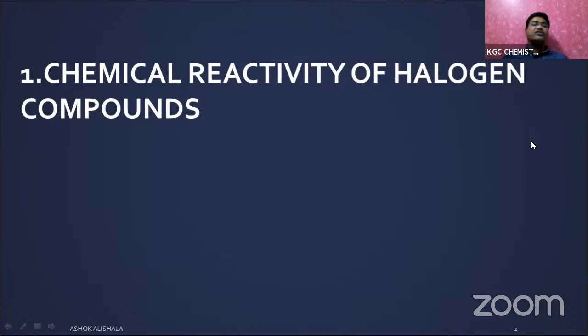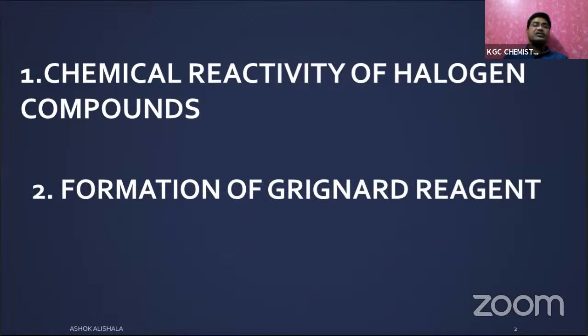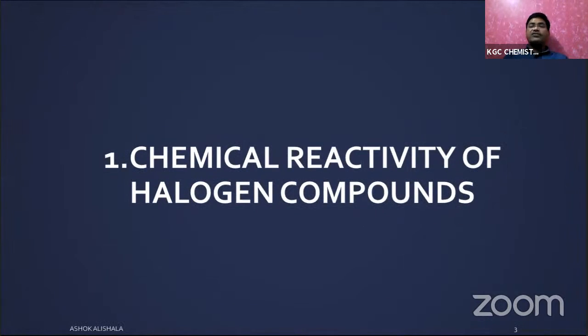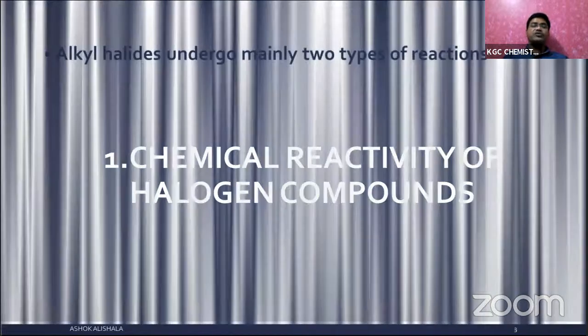you have learned it in the first year itself. That topic is there, and now we are going to discuss from here onwards. It is very important for your examination. We are going to discuss two topics in this one. One is the chemical reactivity of halogen compounds. Another is the formation of the Grignard. Let us see the first one, the chemical reactivity of halogen compounds.